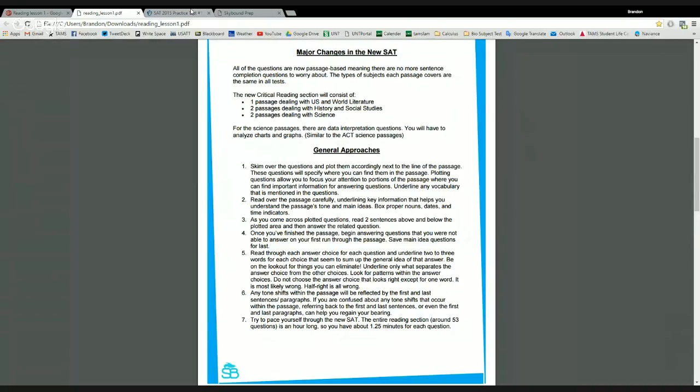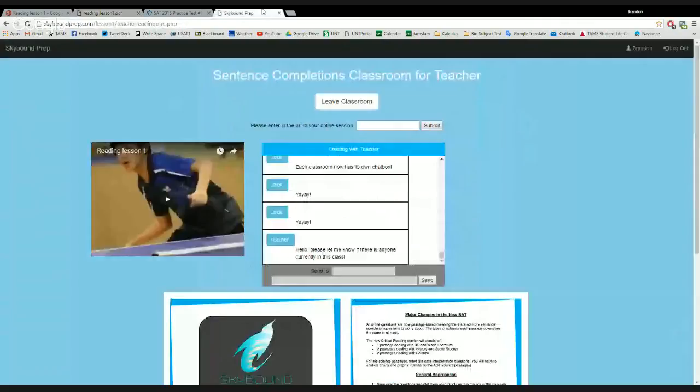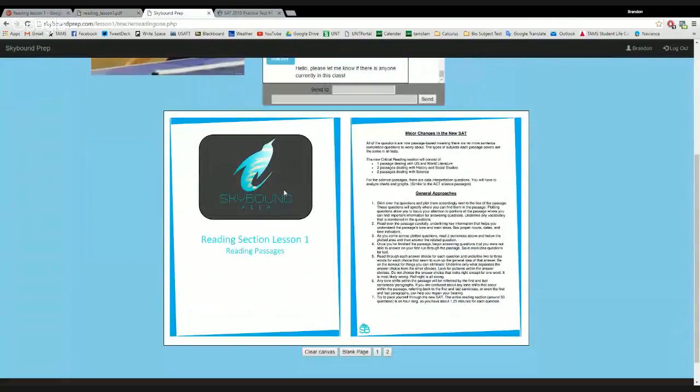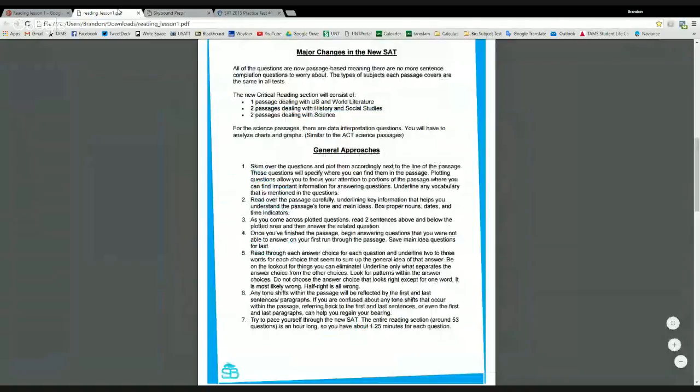You can also follow along with these notes if you scroll down on the Skybound website. But anyways, first of all, when you go to the passage, you want to skim over the questions and plot them accordingly next to the line of the passage. These questions will specify where you can find them in the passage. Plotting questions will allow you to focus your attention to portions of the passage where you can find important information for each question. And then you also want to underline vocab that is mentioned in the question.